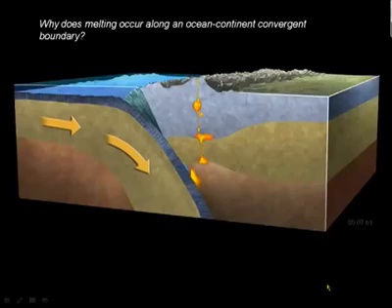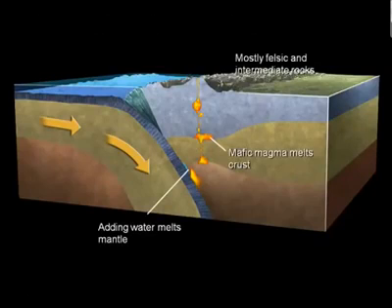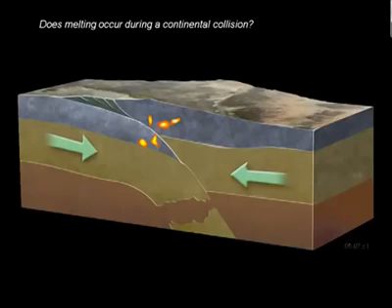Why does melting occur along an ocean-continental convergent boundary? Well, of course, same thing. You add water, water melts the mantle. Also, the mafic magma that comes out of the mantle is going to get underneath that crust and melt it. The result will be felsic and intermediate rocks.